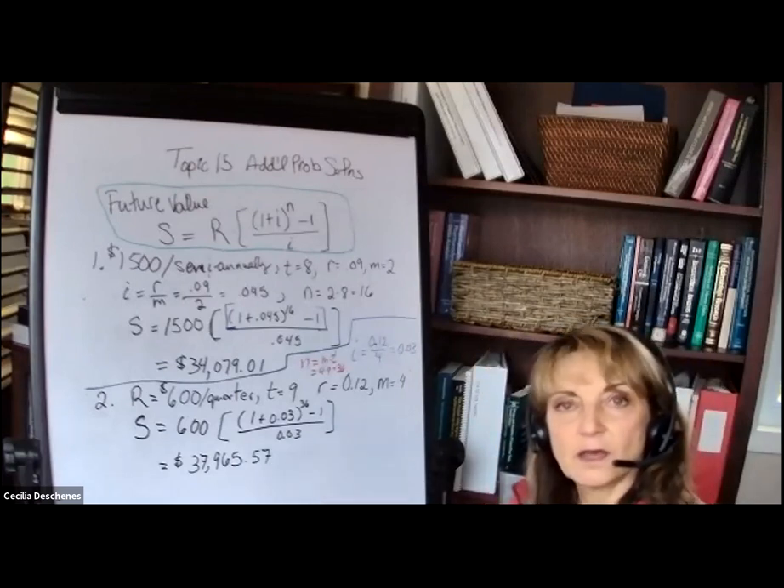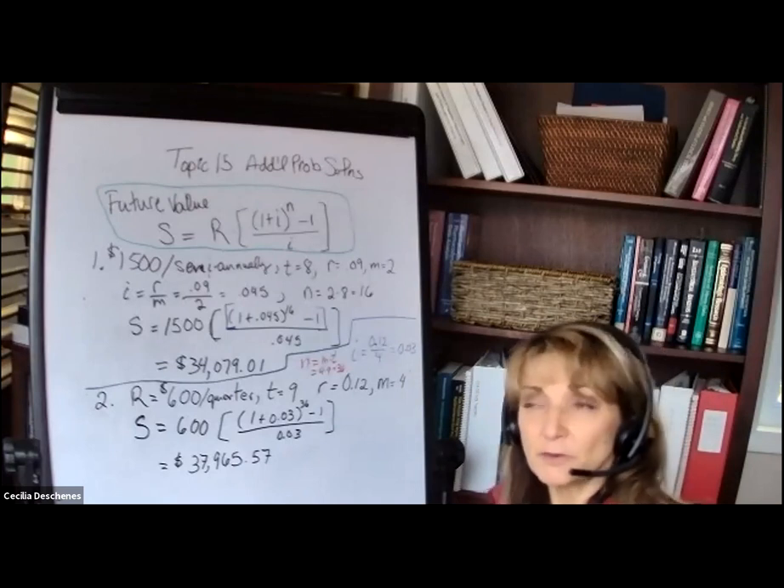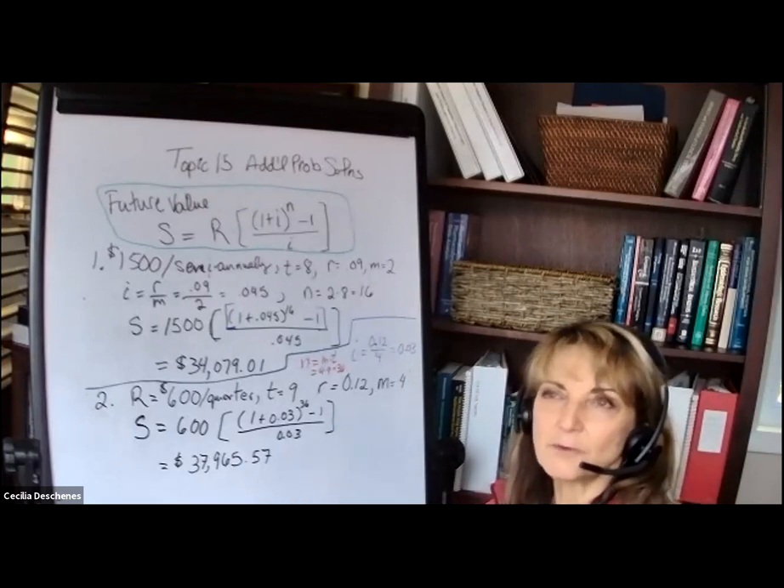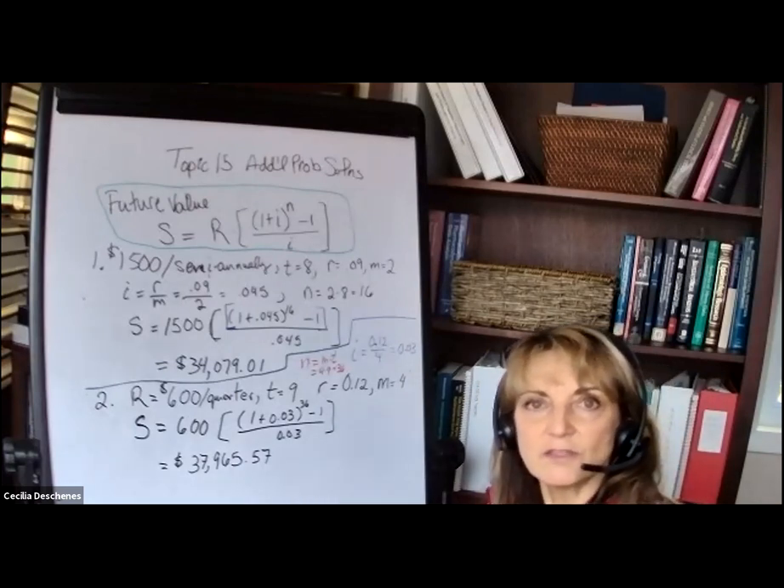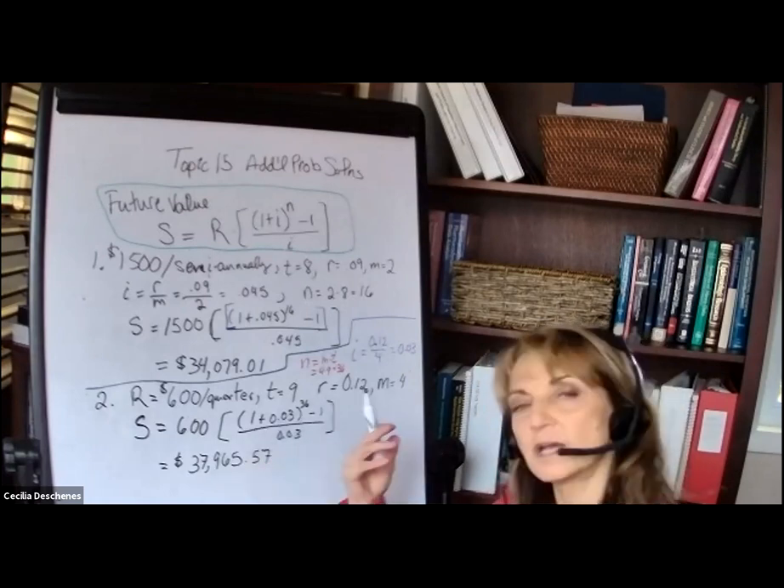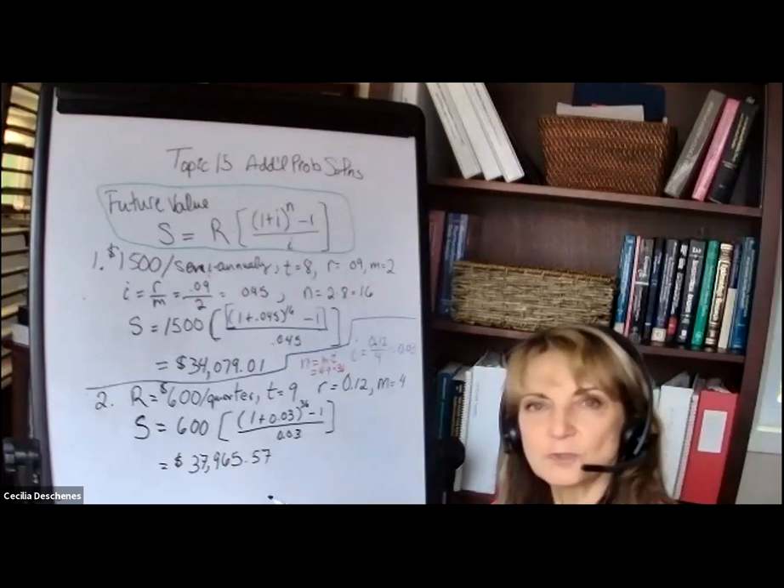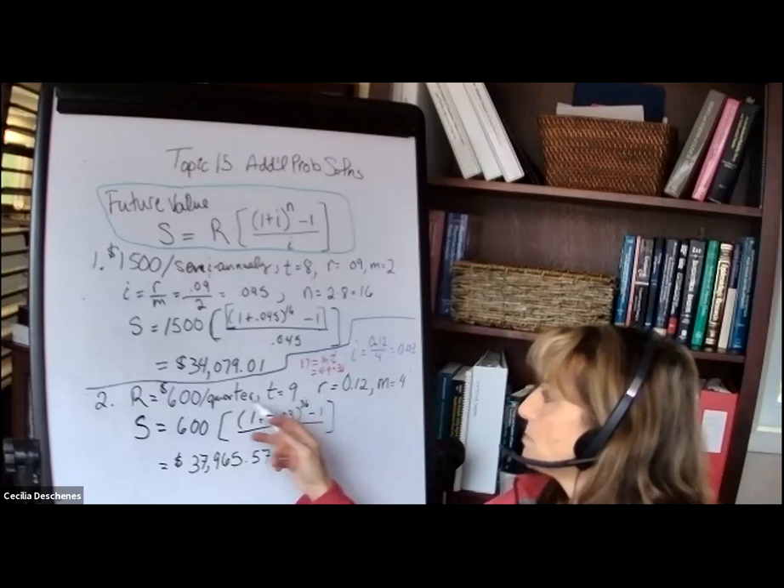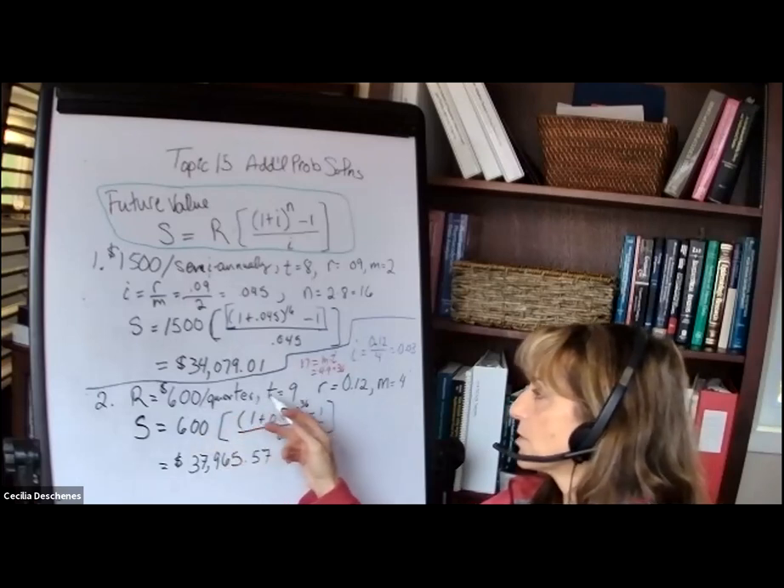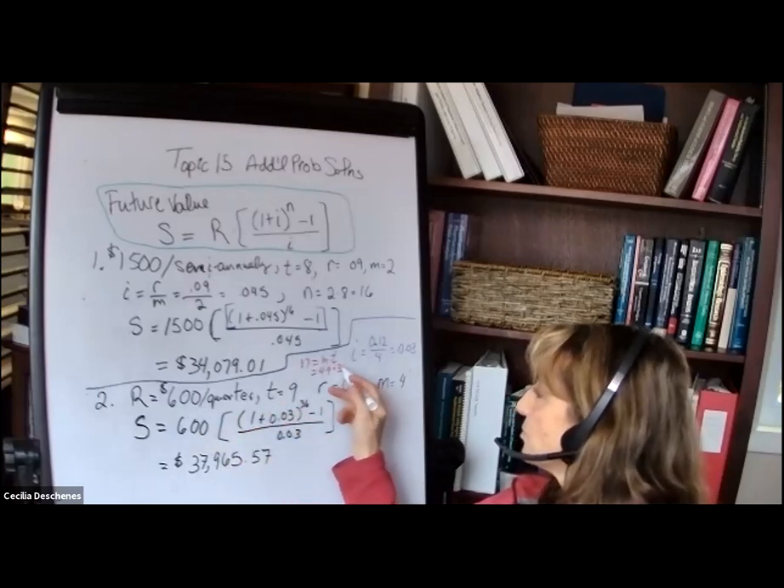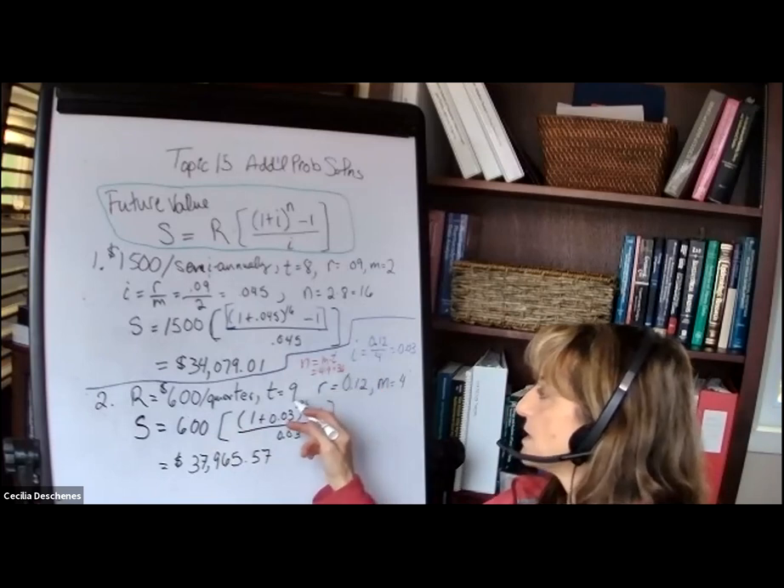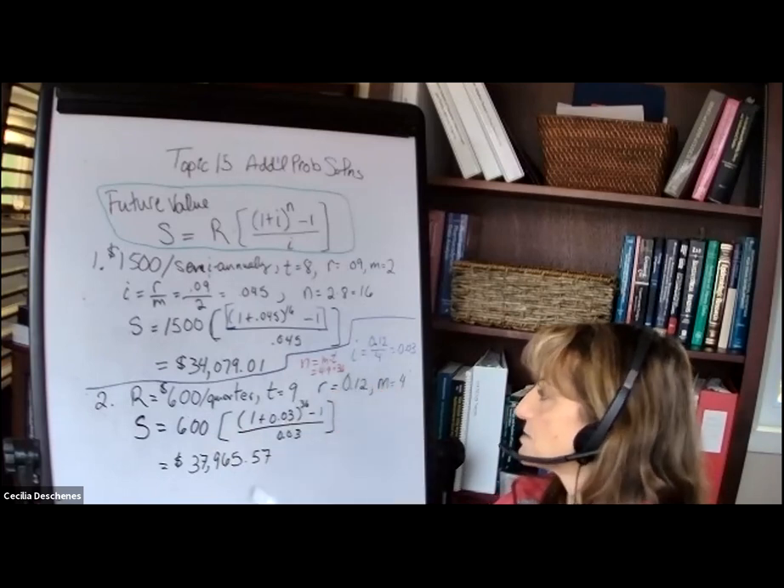By the way, a good question to be aware of, though it's not really asked so far in anything I've covered with you, is: what happens if you didn't do this? What if you just put this money in an envelope under your bed? You would have been putting in 600 a quarter, 4 times a year for 9 years, for a total of 36 times.